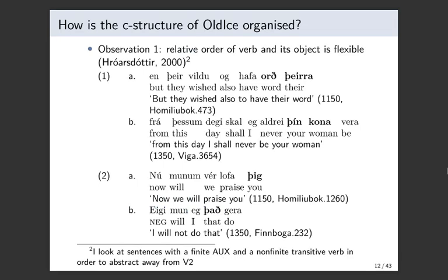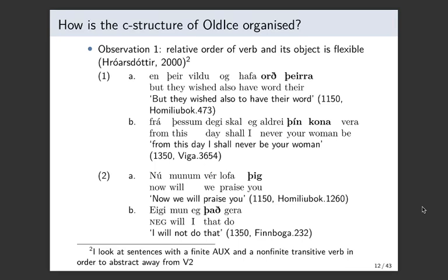And we do indeed find positive evidence for this. So firstly, the relative order of the non-finite verb in the midfield and its object is flexible. And this is well known for Old Icelandic, and I've given some examples here. So in 1, we've got both orders attested with objects which are full noun phrases. And in 2, we've also got both orders attested, this time with objects which are pronominal.